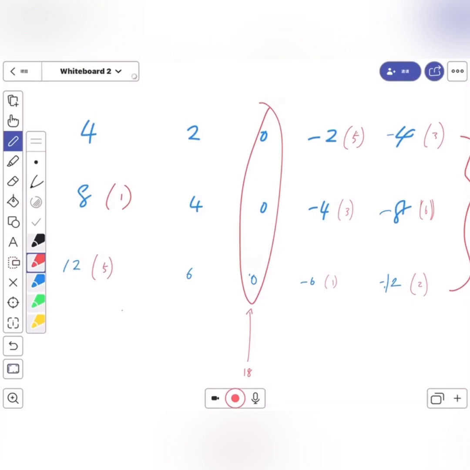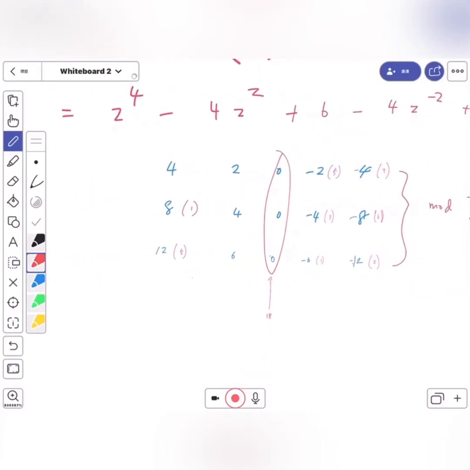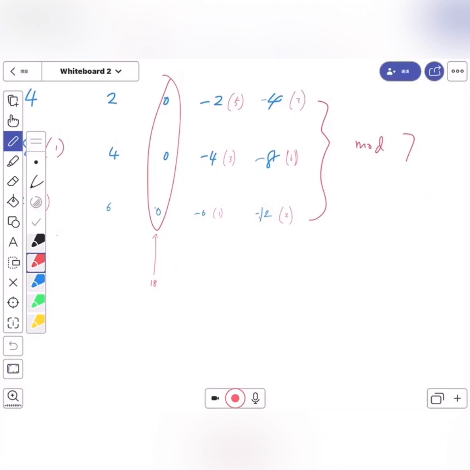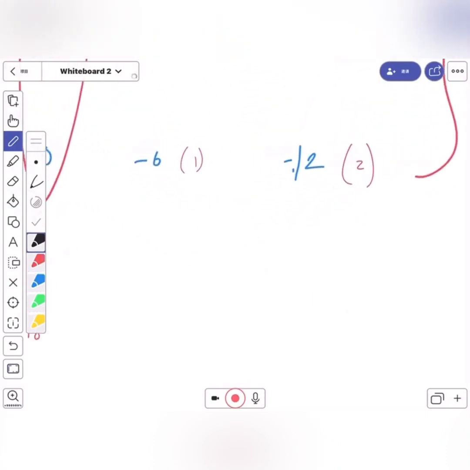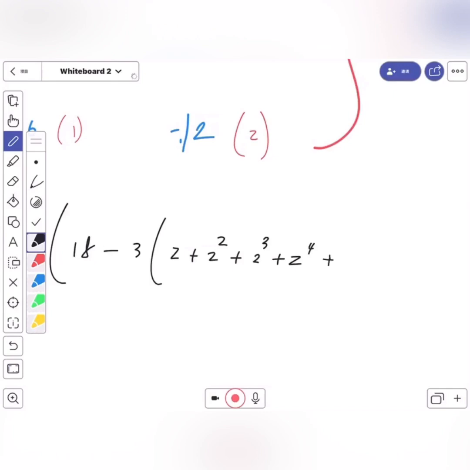But now you can see that the things we're adding are 4, 3, 1, 6, 5, 2, and the things we're subtracting are 2, 5, 4, 3, 6, 1. So these are actually the same values, but we subtract 4 times, and we add 1 time. So we're going to subtract this set. So essentially the thing that's inside is going to be 18 minus 3 times z plus z squared plus z cubed plus z to the fourth plus z to the fifth plus z to the sixth.